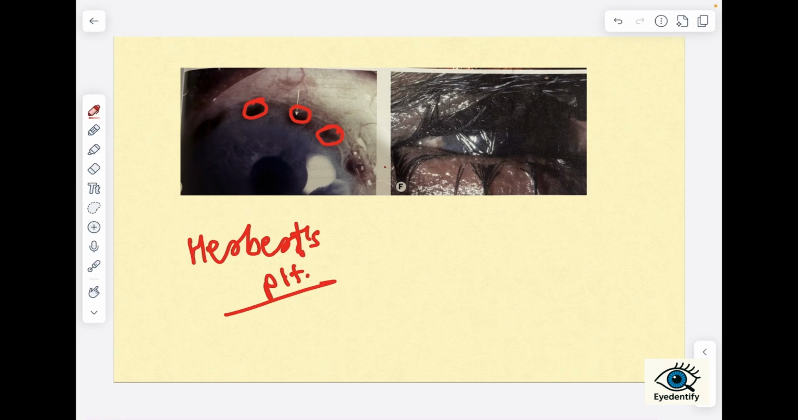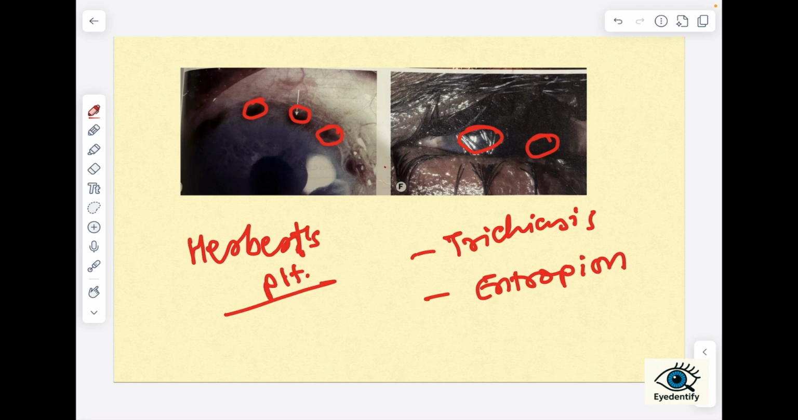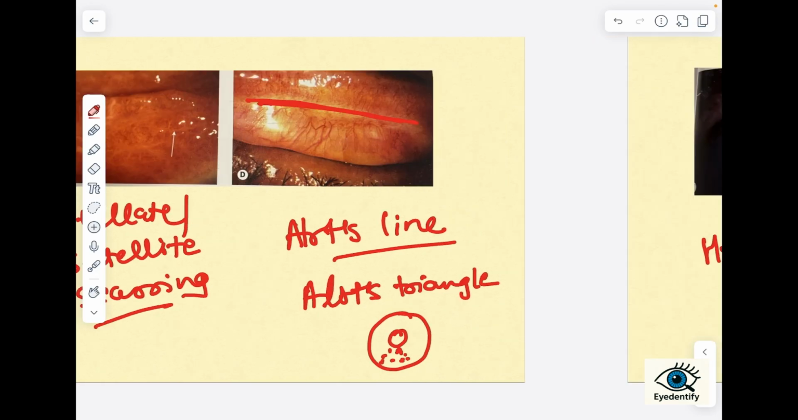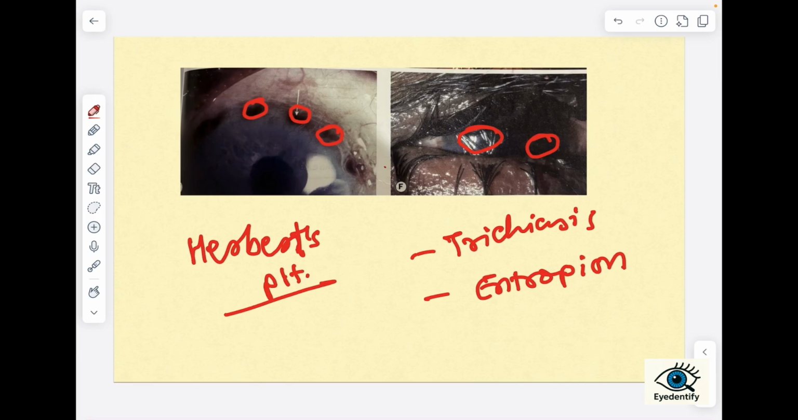In the advanced disease, the eyelashes will turn inwards, so that is called trichiasis. We are seeing here that the eyelashes are touching the cornea. So this is trichiasis. And one more thing, the lid itself will get inverted, that is called entropion. That will happen in case of trachoma, because this scarring what we have seen here will stretch the tarsal conjunctiva, so it will bend inward.